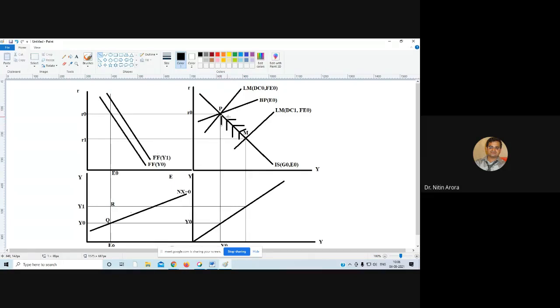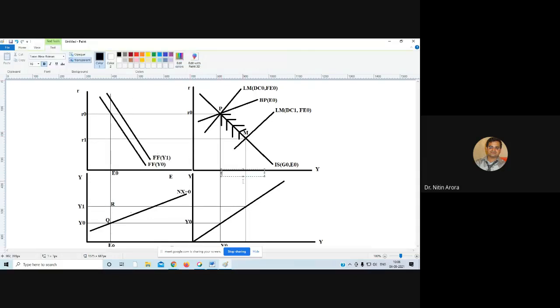And once foreign exchange assets fall, you will come back on this path. I'm drawing arrows from point M to P. So economy will come back at point P. So ultimately, there will be no effect of monetary policy. There will be no effect of monetary policy in the economy in the long run.